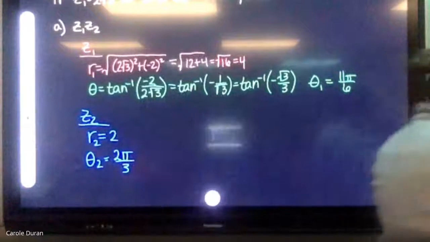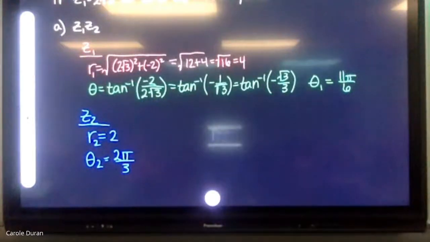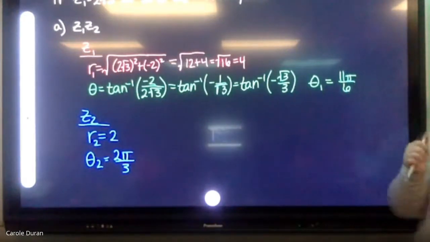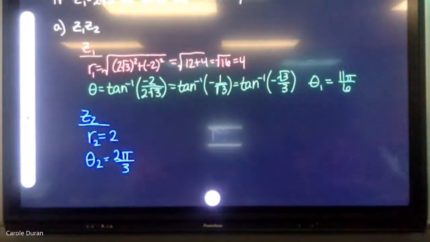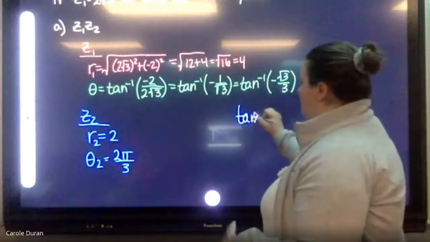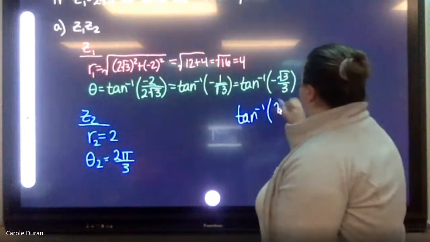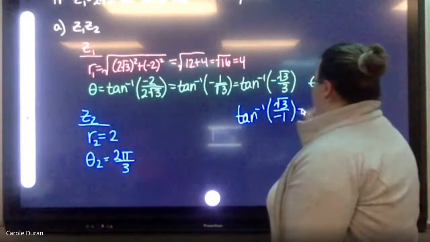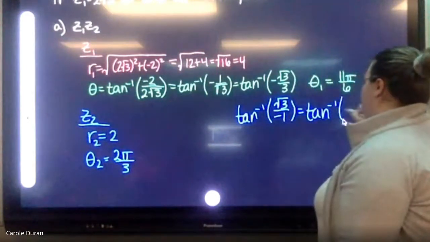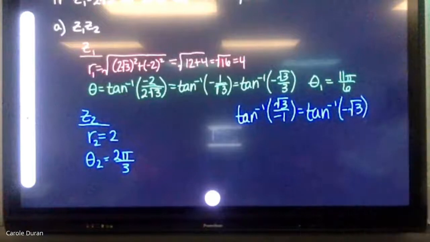So doing all the work, we should get that the R value for complex number 2 is 2, and the theta value is 2 pi over 3. I just looked on my unit circle, or on the chart on the back.